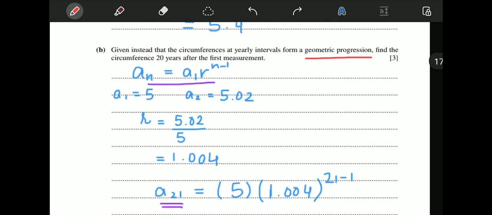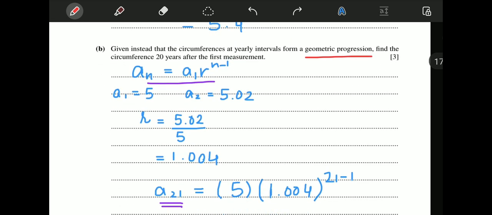Now, the same question is converted into geometric progression. See this? Given instead that the circumferences at yearly intervals form a geometric progression, find the circumference 20 years after the first measurement. So now we are applying the formulas and the workings of geometric progression. So you now have to find the A21 for a GP. So write down all the data again.